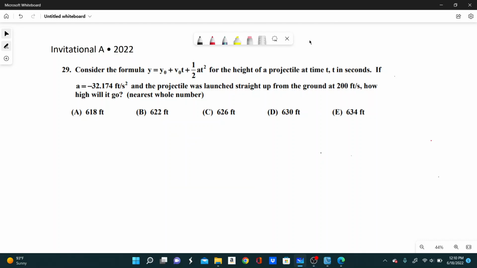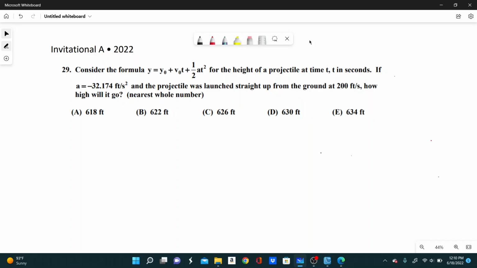Number 29. Consider the formula y equals y naught plus v naught t plus 1/2 at squared for the height of a projectile at time t in seconds. If a equals negative 32.174 feet per second squared, and the projectile was launched straight up from the ground at 200 feet per second, how high will it go?